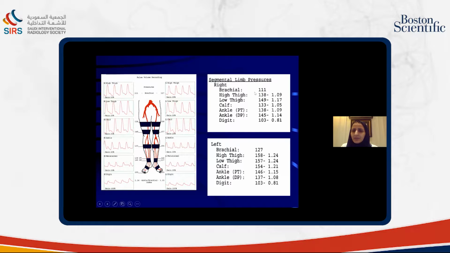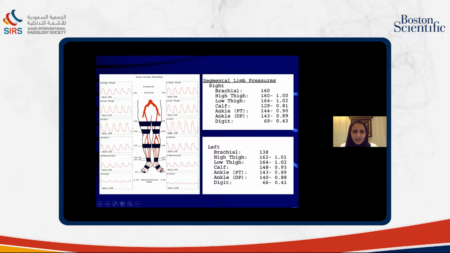Here, if you see the pressure, the brachial artery on the right side is 111. We will go with the higher brachial, so our reference here is the left brachial artery, 127. Here 138 at the thigh is higher than 127, so we have a normal ABI. At the low thigh we have 149, which is normal here also. At the calf, still normal. Here, still normal. At the digital level, we see a drop of more than 20 millimeters of mercury. So here we start seeing the disease, even on the other side.